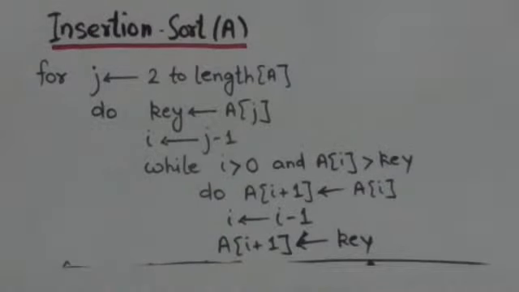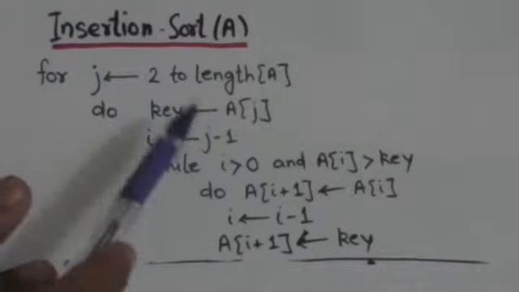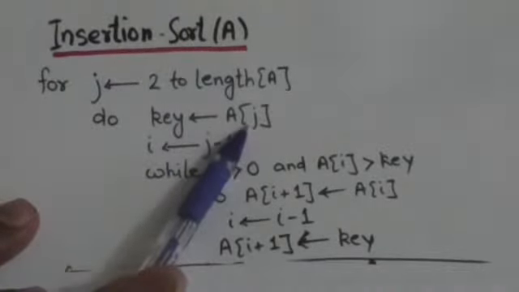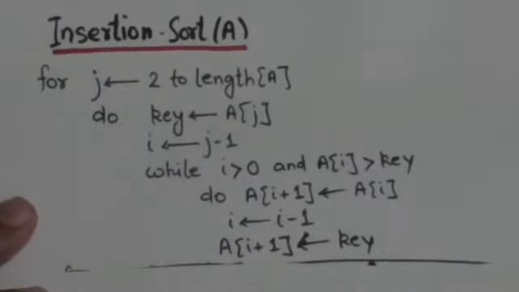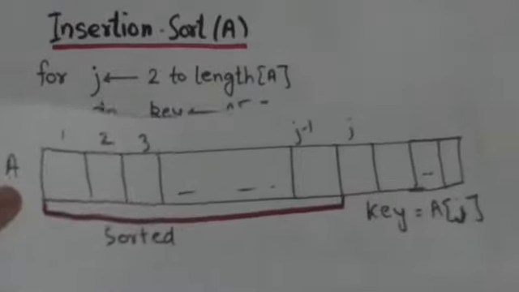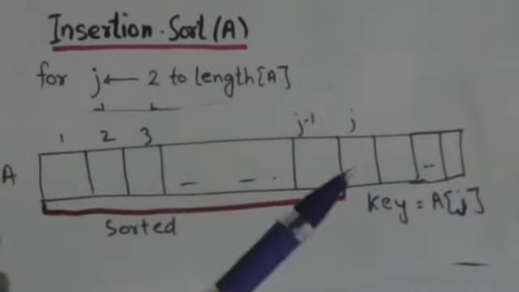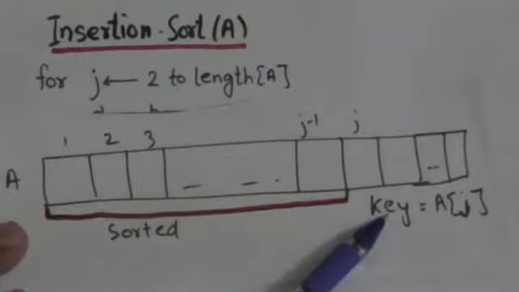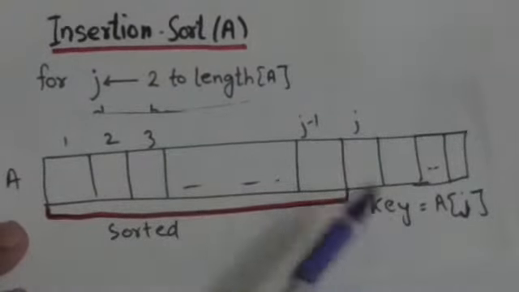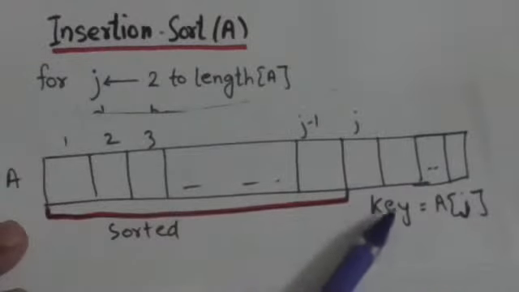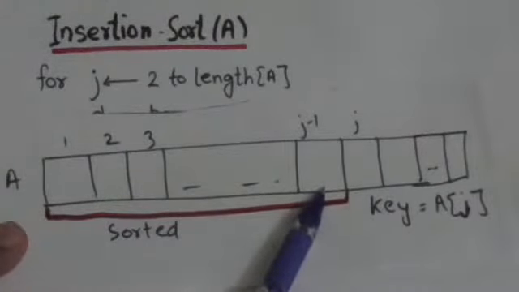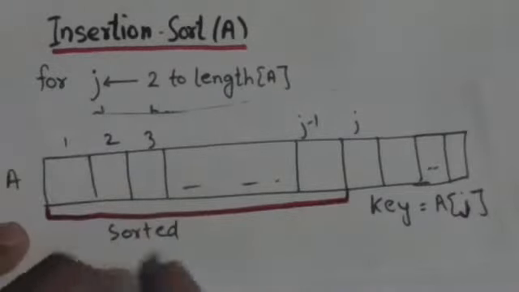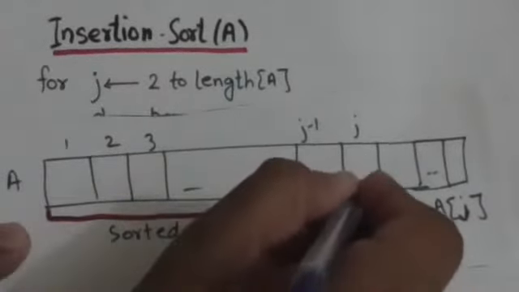First, the element which is stored at index j, its value is assigned to a variable key. Now, this value key is compared with elements at index 1 lower than j. If it is greater than key, then we will shift it one position right in the array.